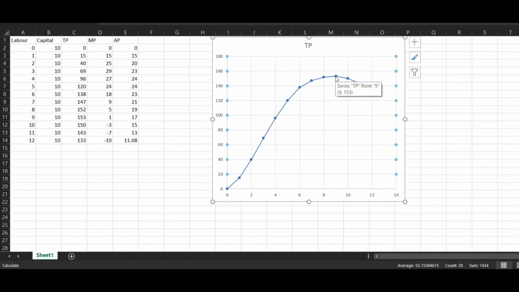Okay. After this point, what has happened? Your total production has started to decline from 153 to 150 when you have hired the 10th individual, and when you have hired the 11th individual, your production has declined to 143, and eventually when you have employed the 12th individual, your total production has declined to 133. बात समझ में आ रही है?